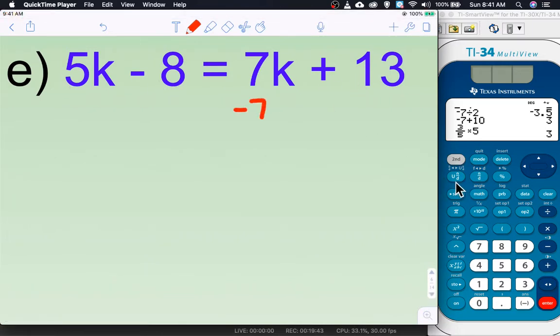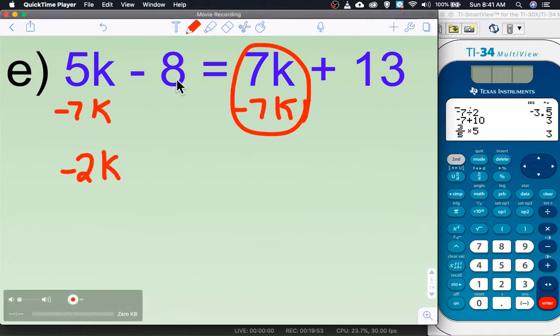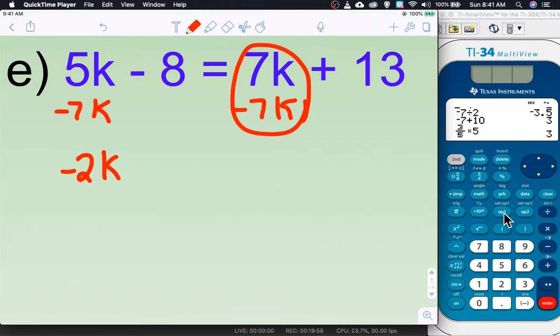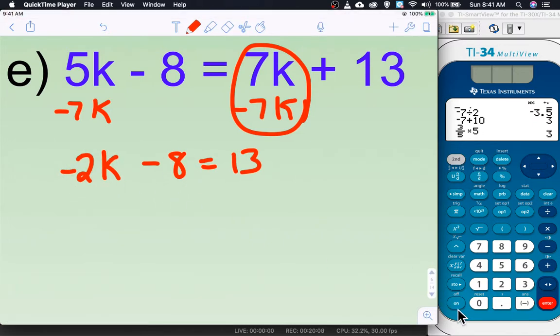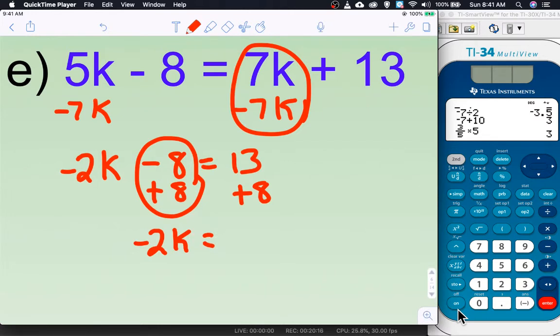So I'm going to subtract 7k to get rid of this plus 7k on both sides. That gives me negative 2k. That's 5 minus 7 is negative 2. Minus 8 equals 13. Now, my next step is I can either get rid of this times -2 or this -8. And we get rid of additions and subtractions first. So I'm going to add 8 to both sides. -2k equals 21.